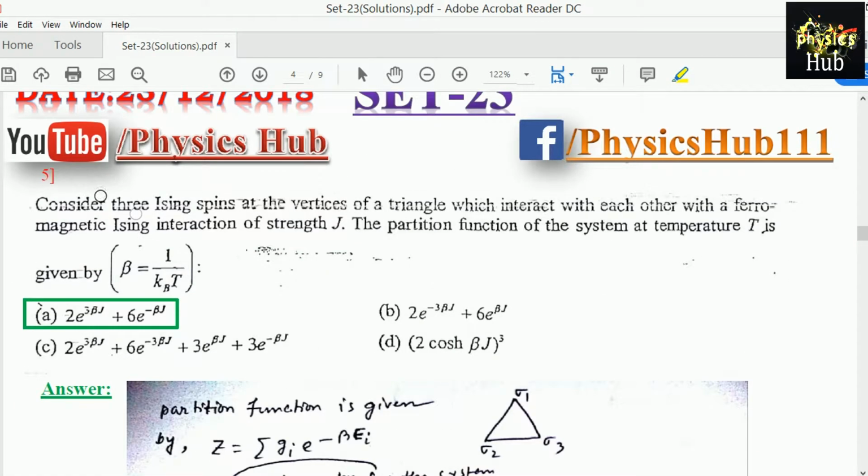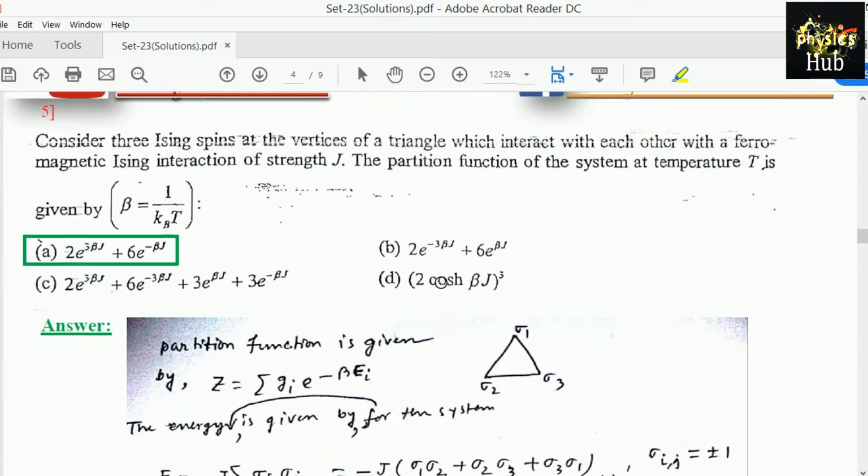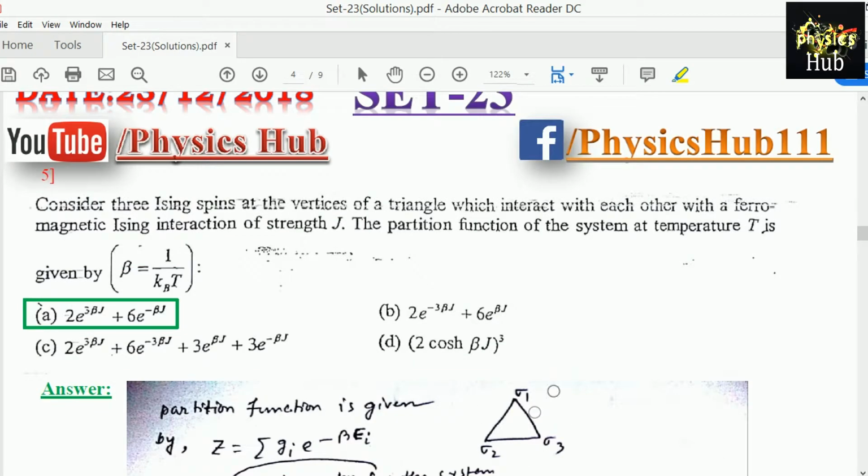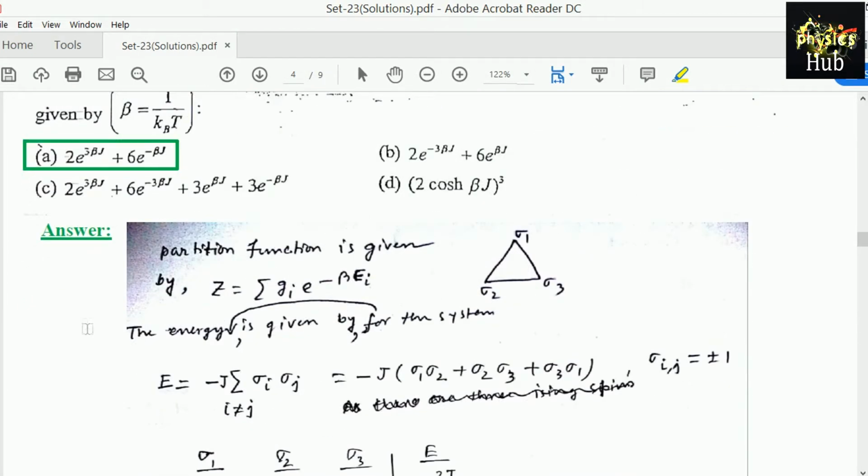Question number 5. Consider 3 Ising spins at the vertices of a triangle which interact with each other with a ferromagnetic Ising interaction of strength J. The partition function of the system at a temperature T is given by. So this is the case: 3 Ising spins are placed at the vertices of a triangle.